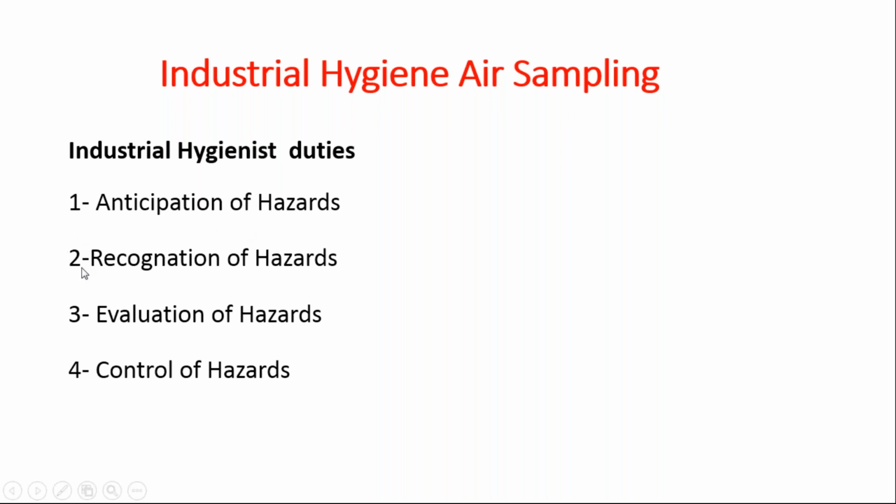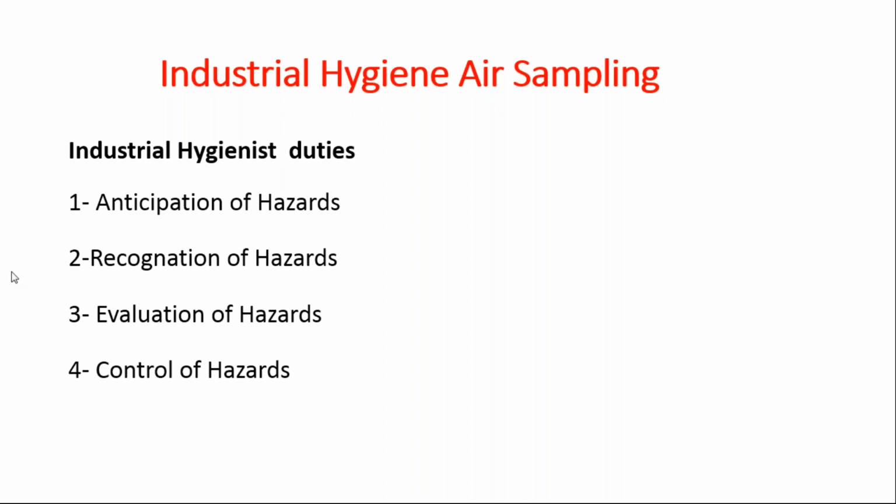The second step that he will perform is the recognition of the hazard. Recognition of the hazard is performed by walkthrough inspection, by physical inspection, and it is a qualitative inspection. By walking through the area, the industrial hygienist recognizes the health hazards of the chemicals, of the biochemicals, and of the other areas which fall in his jurisdiction.